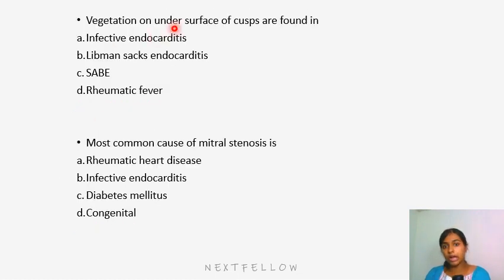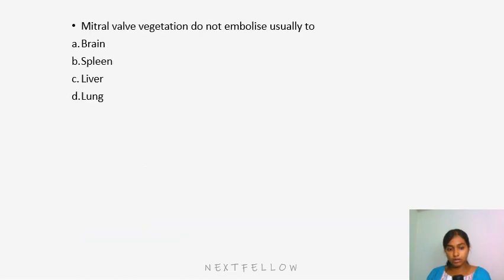So vegetation on the undersurface of cusps is found in. So vegetation can be found anywhere on the cardiac walls or in the myocardium in Libman-Sacks endocarditis. So the answer is Libman-Sacks endocarditis. So the most common cause of mitral stenosis is rheumatic heart disease. Okay, we have already seen the fish mouth stenosis is seen in rheumatic heart disease. So mitral valve stenosis is seen in rheumatic heart disease.